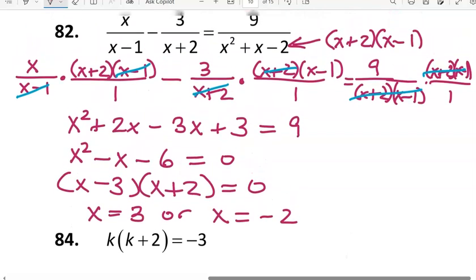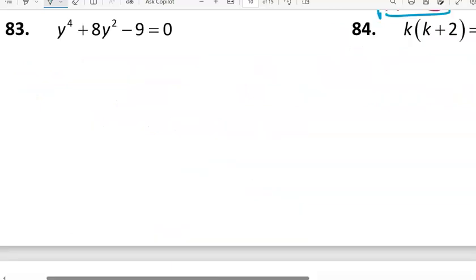Now we do have to be careful about extraneous solutions. We need to be careful about the idea that either of those solutions may make a denominator equal to 0 in the original equation, which will mean some of the expressions will be undefined. And since a denominator is x plus 2, x cannot be negative 2, because if x is negative 2, then that denominator will be negative 2 plus 2, which equals 0. X equals 3 is okay, because it doesn't make any of those denominators equal to 0, so that's our only acceptable solution.